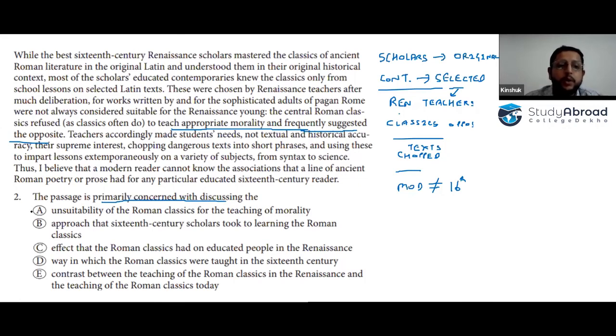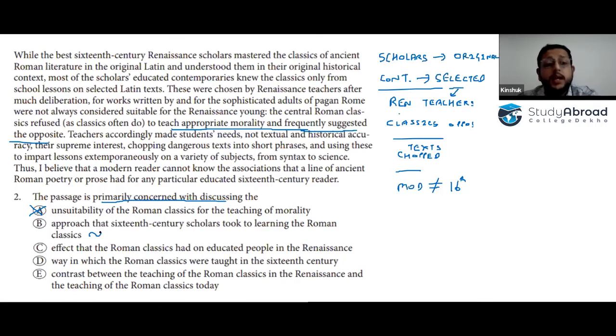So what are we going to do? We are going to eliminate answer choice A. Now, answer choice B. B says approach that 16th century scholars took to learning the Roman classics. So now this one tells us the approach of the 16th century scholars. So 16th century scholars, what did they do? That was introduced to us, right? They built up to us because they were opposed. They had to create that. So their approach can be there. This could be the concern of the passage. So we hold on to this one.